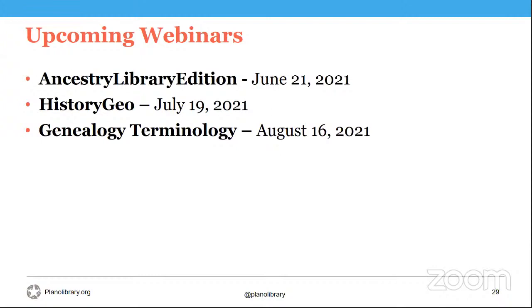And the last class that we have planned so far is genealogy terminology. And this one's not been that easy because there's too many terms out there for us to decide what to talk about. But we're going to try to reach out about medical and occupations and legal terms that are out there that we've forgotten or that may not be used any longer.